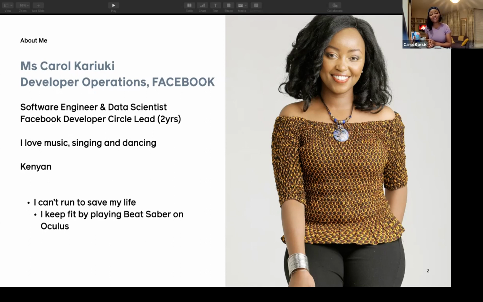I keep fit by playing Beat Saber on Oculus, and I just love Oculus and things VR and AR. So that's a bit about myself.